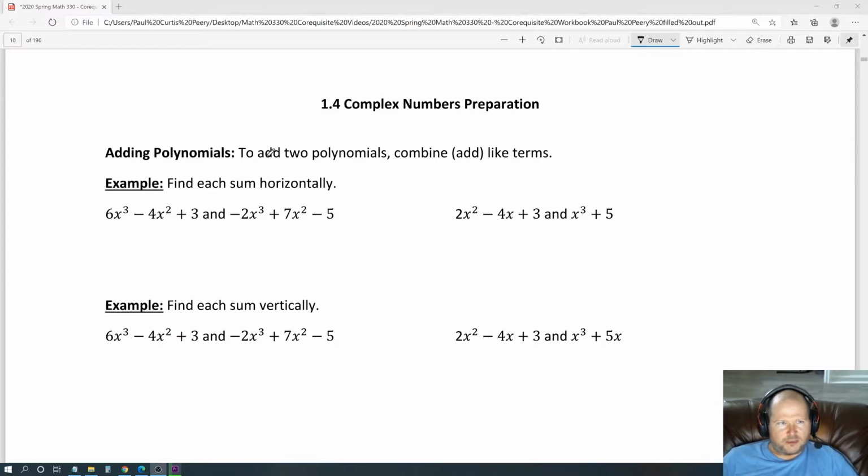1.4, complex number preparation, continued. Adding polynomials. To add two polynomials, combine like terms. Find each sum horizontally.